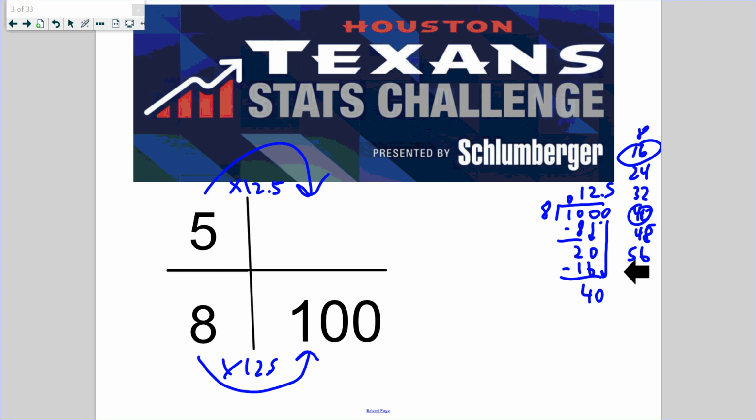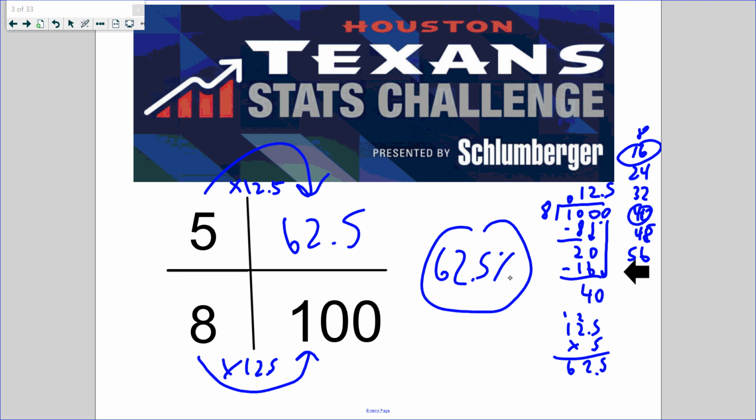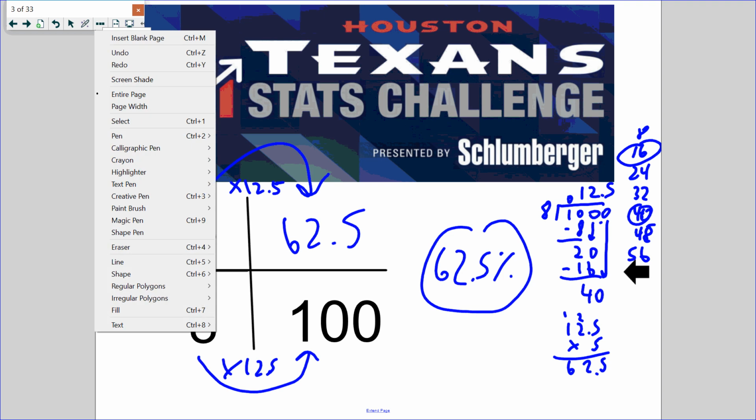So what is 5 groups of 12.5? 5 times 5 is 25. Carry the 2. 5 times 2 is 10, plus 2 is 12. Carry the 1. It's 62.5, and that represents 62.5%. So we know that they won more than half of their games. We can make a prediction. We knew our answer was going to be more than half.